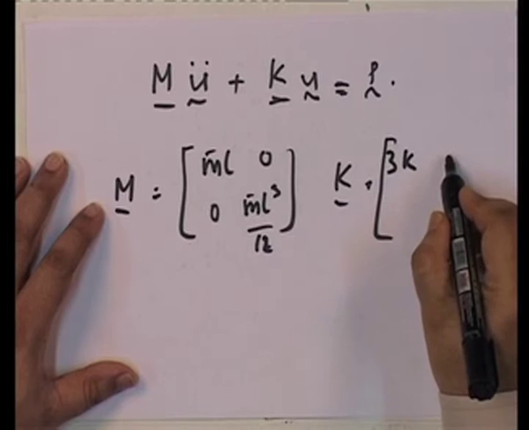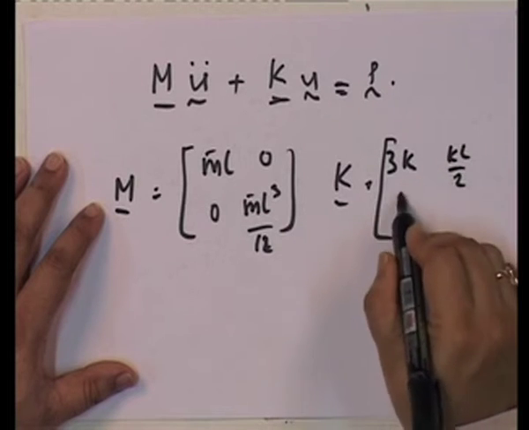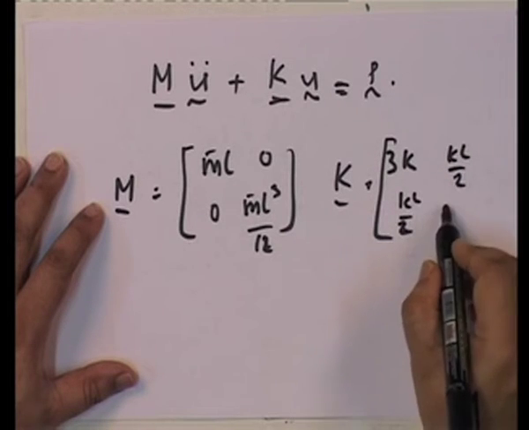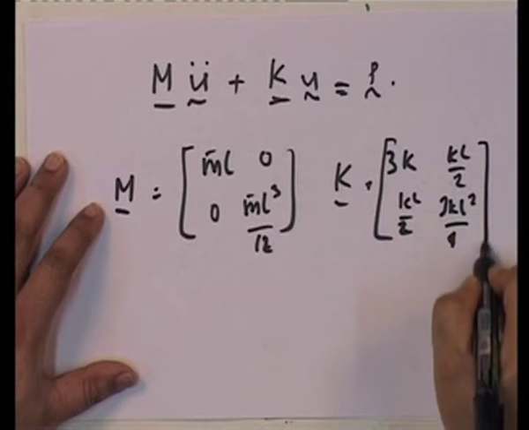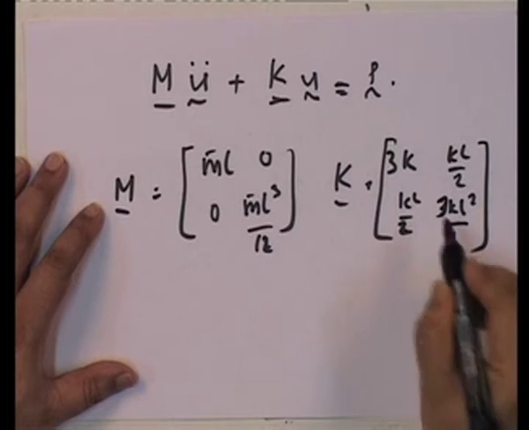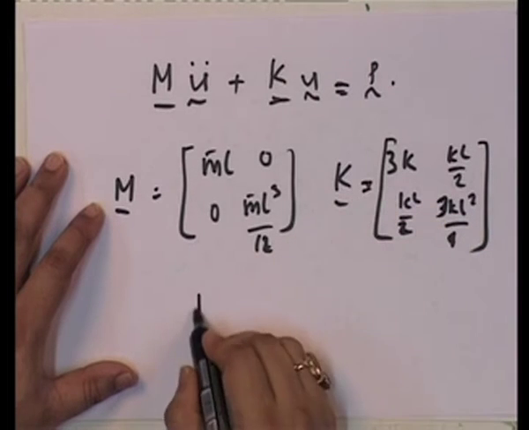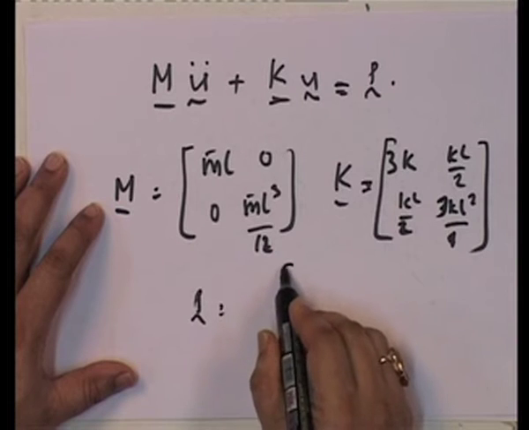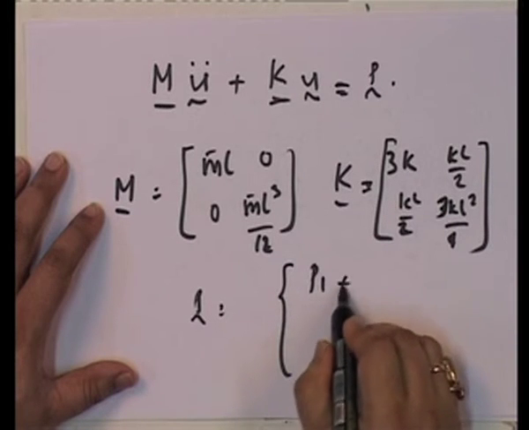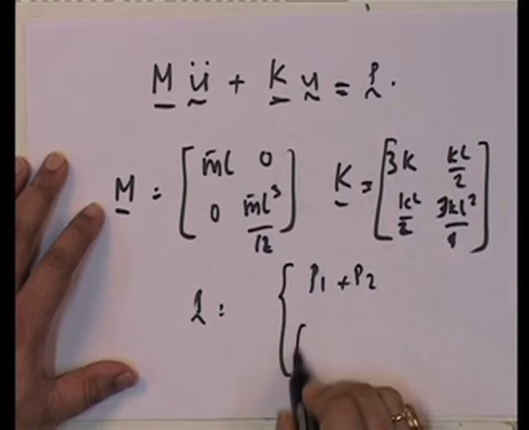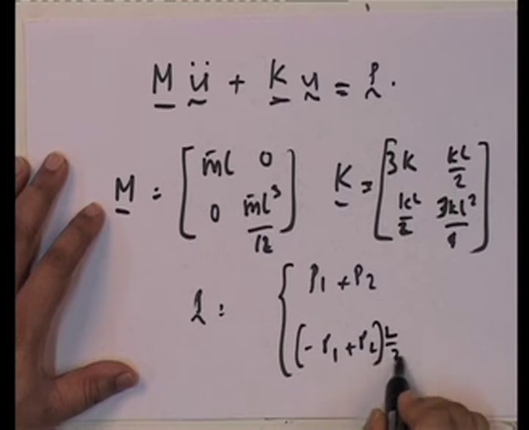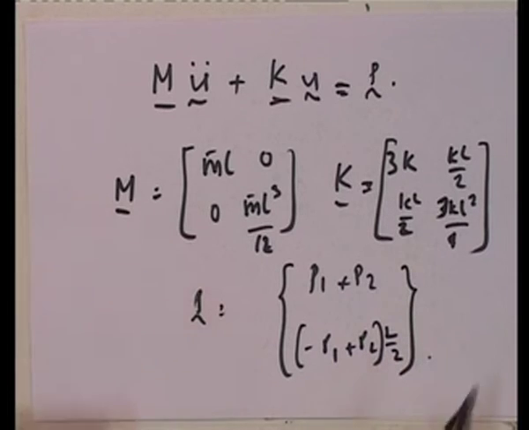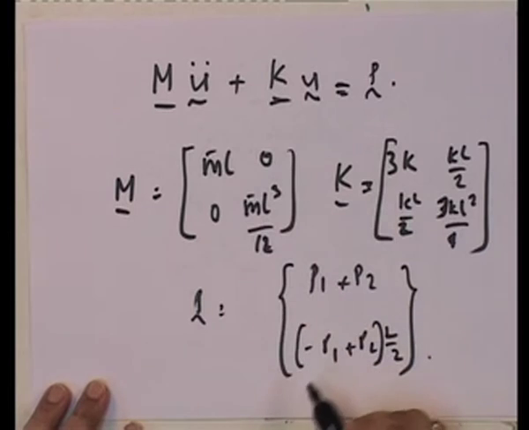k is 3k, kL by 2, kL by 2, 3kL squared upon 4. Okay, so that is k, and the p vector is equal to P1 plus P2 and minus (P1 plus P2) into L by 2.